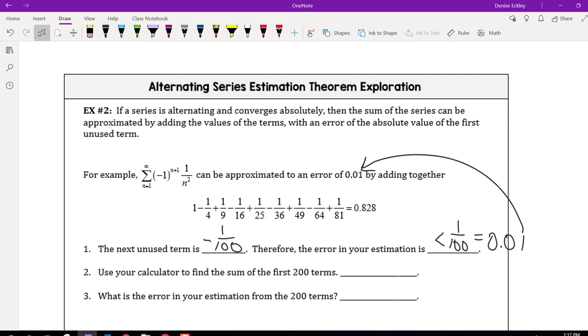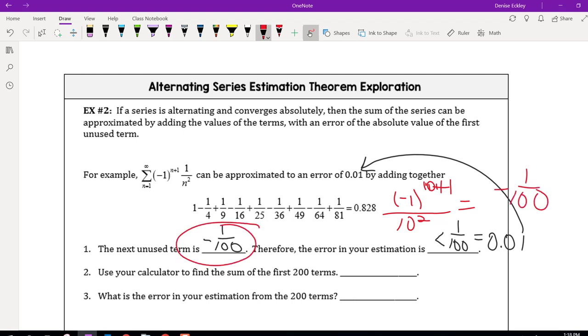So we are using negative 1 to the n plus 1 times 1 over n squared, which we know is a convergent alternating series. We did that earlier in the other lesson. If you notice here, we have the first 9 terms, 1, 2, 3, 4, 5, 6, 7, 8, 9, and that is the sum. So the first unused term is going to be negative 1 to the 10 plus 1 over 10 squared, and so that would be negative 1 over 100. So that's where this number comes from.